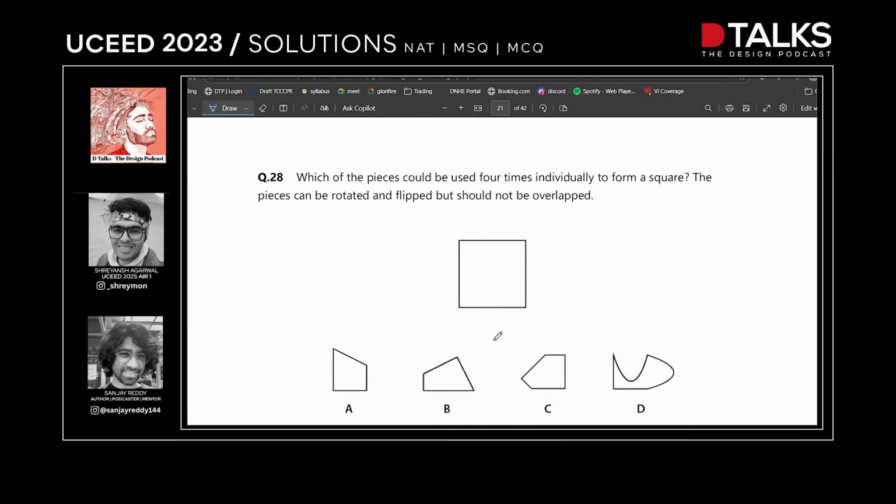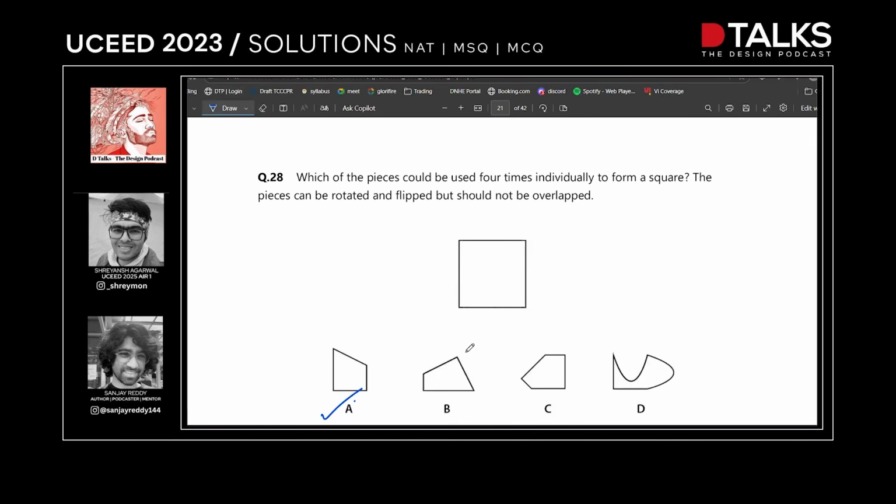Which of the pieces could be used four times individually to form a square? The pieces can be rotated and flipped but should not overlap. So pretty easy question. So option A, yes, you make it like this. Then option B.